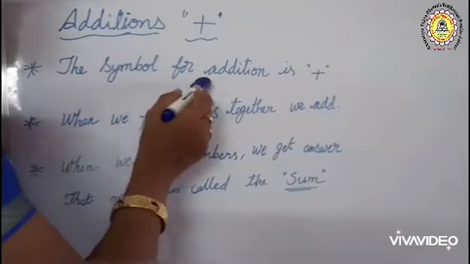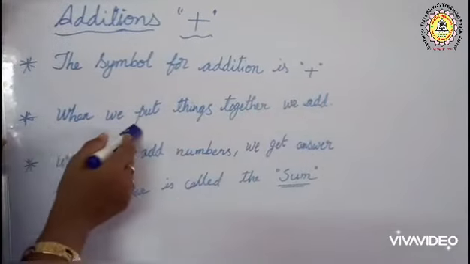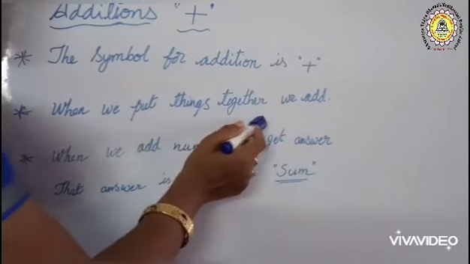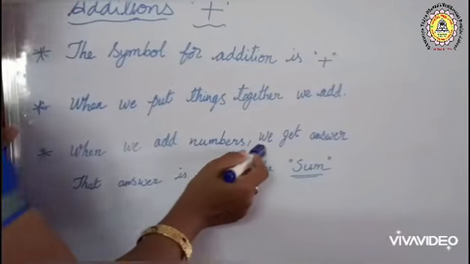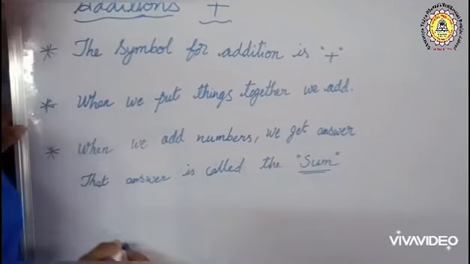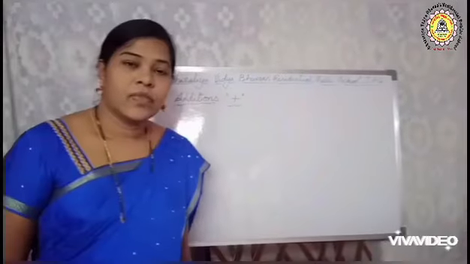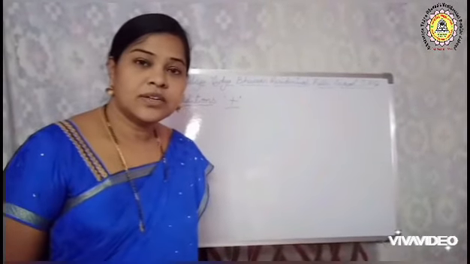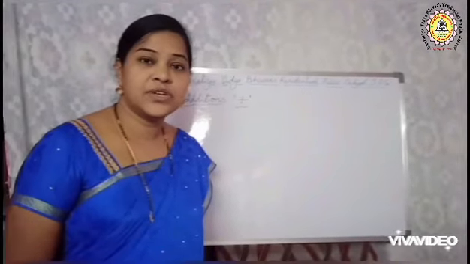The symbol for addition is plus. When we put things together, we add. When we add numbers, we get an answer. That answer is called the sum. We have already learnt addition tables, no children? Now it is so easy to do additions.